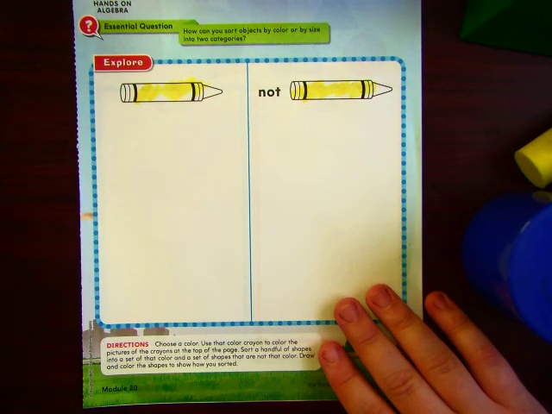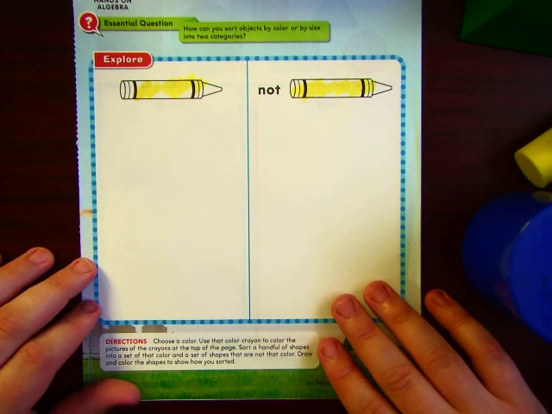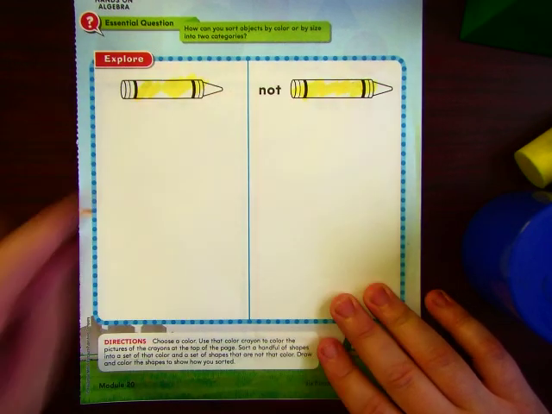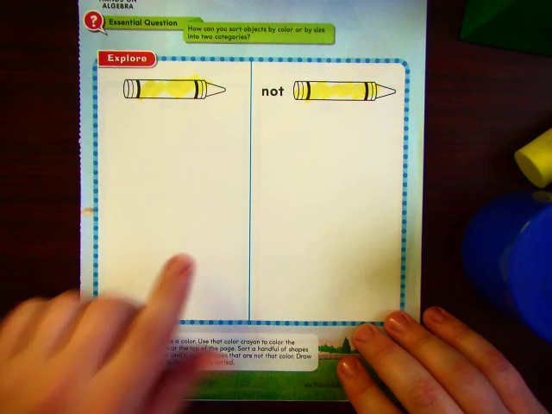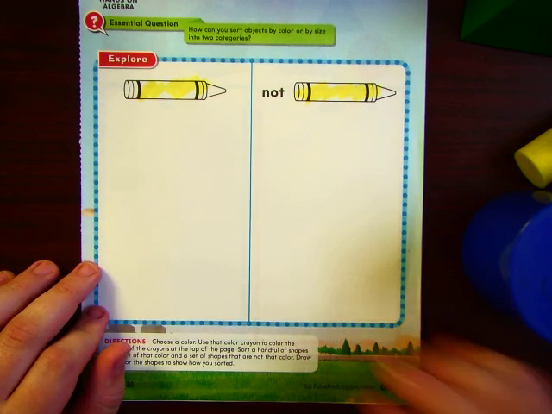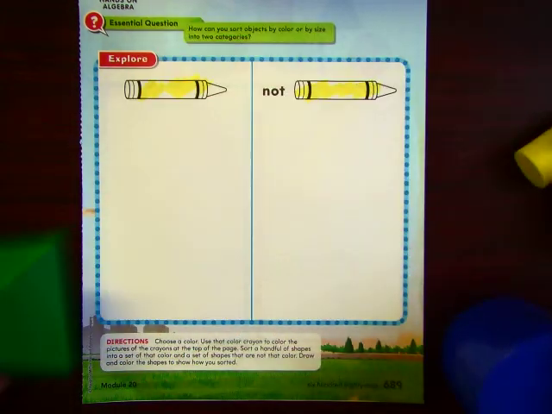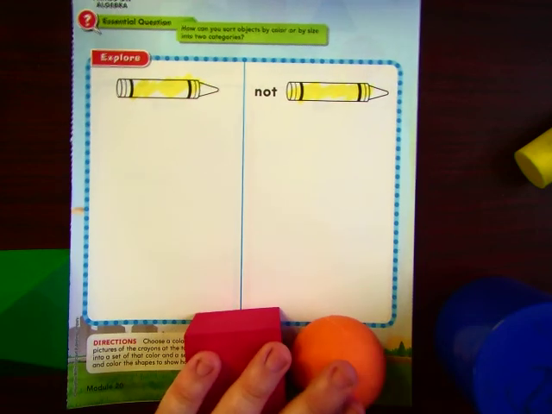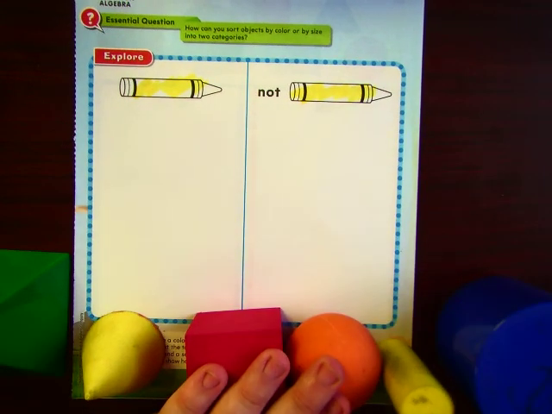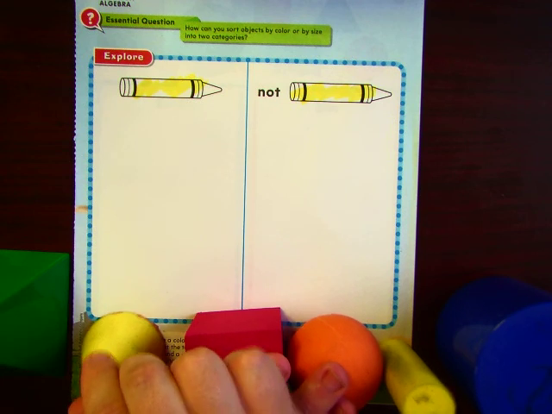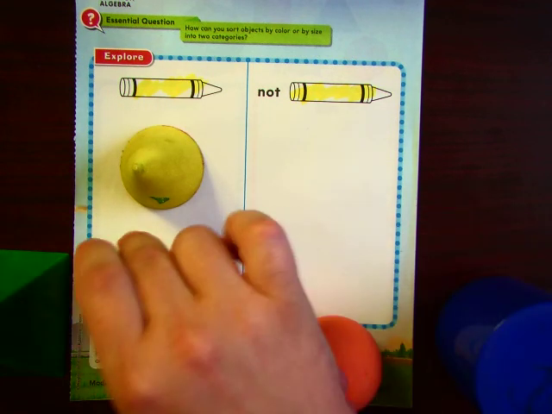Okay. So it says choose a color, use that color crayon to color the pictures of crayons at the top of the page. Sort a handful of shapes into a set of that color and a set of shapes that are not that color. Okay. You can also draw. If you want to draw, you can draw. Alright, so here I have my shapes. You see them? And I'm going to sort them. Because to collect data, I need to sort first. Okay. So, my shapes that are yellow go over here.